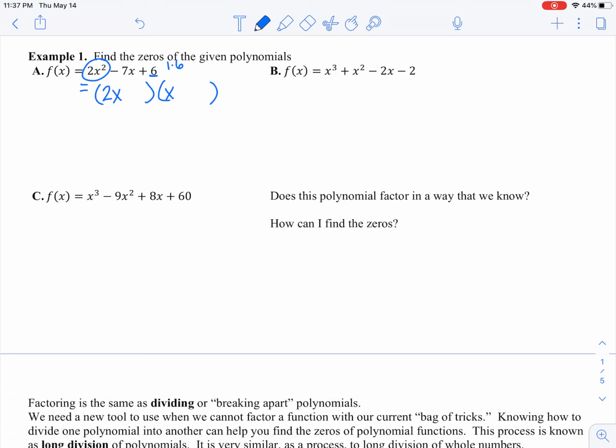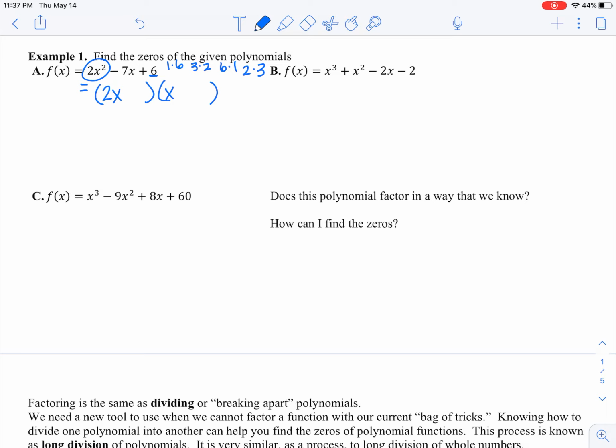It can be 1 and 6, it can be 3 and 2, and we can reverse them, 6 and 1 and 2 and 3. We don't know, but we're going to plug them in and then multiply and find out which one works to give us the minus 7x plus 6. We do know that what we put into the parentheses cannot have a factor in common with what's already in the parentheses. So I can't put a 2 here, and I can't put a 6 here because they would have that 2 in common.